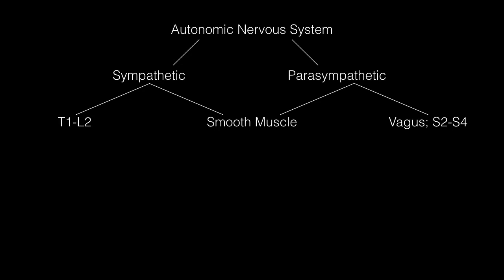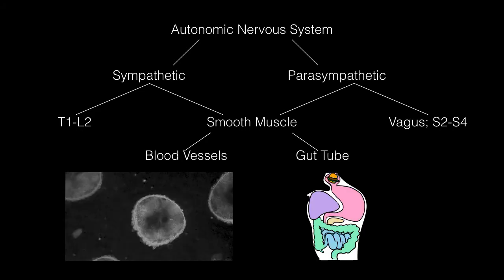So what are they innervating? Well, both sympathetic and parasympathetic are going to be innervating smooth muscle. So anywhere we have smooth muscle, it's going to be taken care of sympathetically or parasympathetically. So where do we have smooth muscle? The majority is in our blood vessels. So we've got a lot of blood vessels.